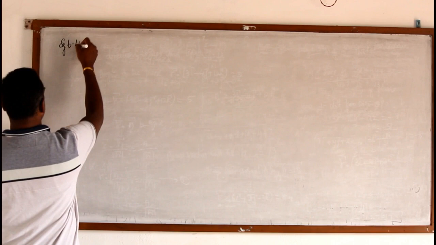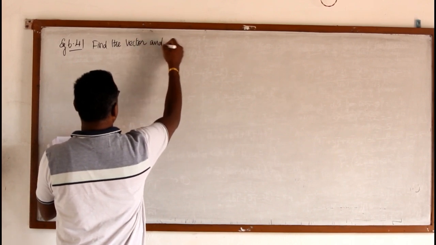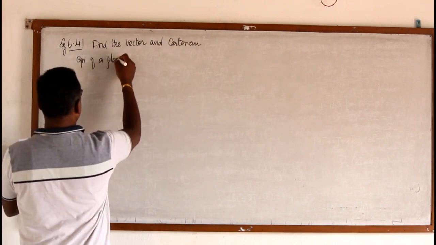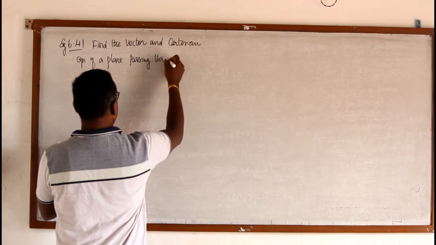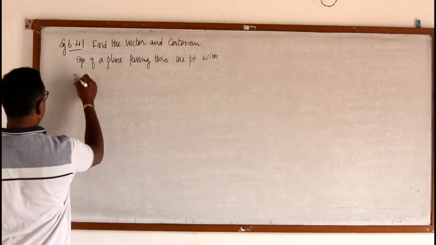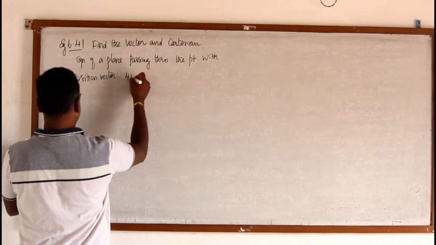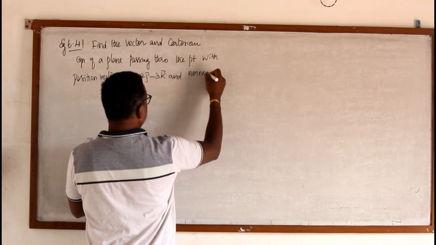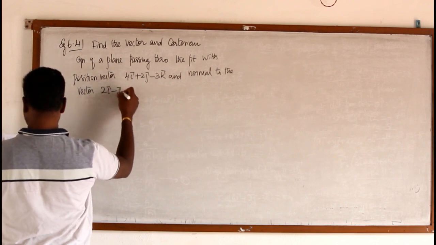Now example 6.41. Find the vector and the Cartesian equation of the plane passing through the point with the position vector 4i plus 2j minus 3k and normal to the vector 2i minus j plus k.